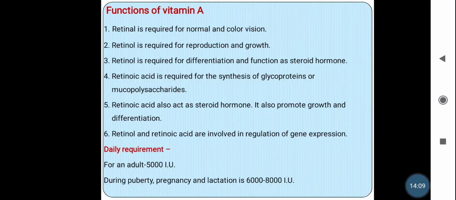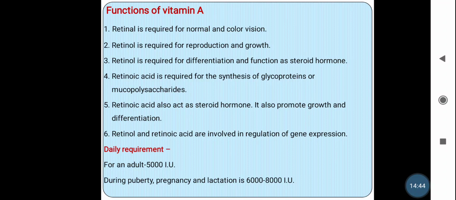So glycoproteins are proteins which contain different oligosaccharides, or carbohydrates, in their structure. Again, mucopolysaccharides are long chains of sugar molecules which are found in mucus and the fluid around the joints. Again, retinoic acid also acts as a steroid hormone. It also promotes growth and differentiation. Then retinol and retinoic acid are involved in the regulation of gene expression. So all these are the functions of vitamin A.